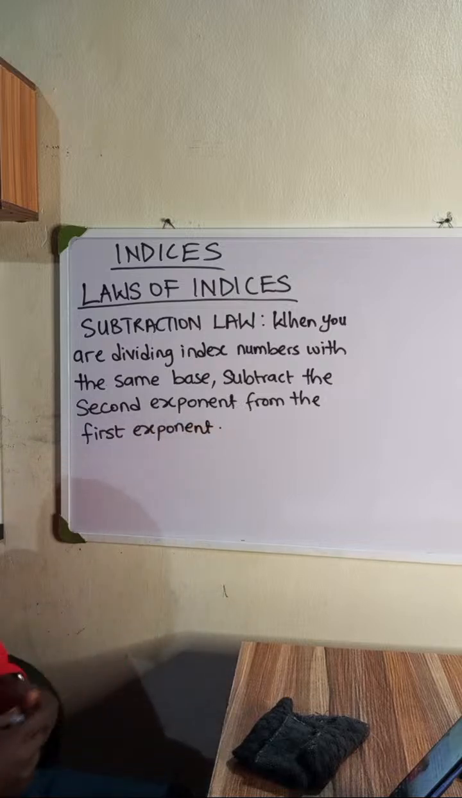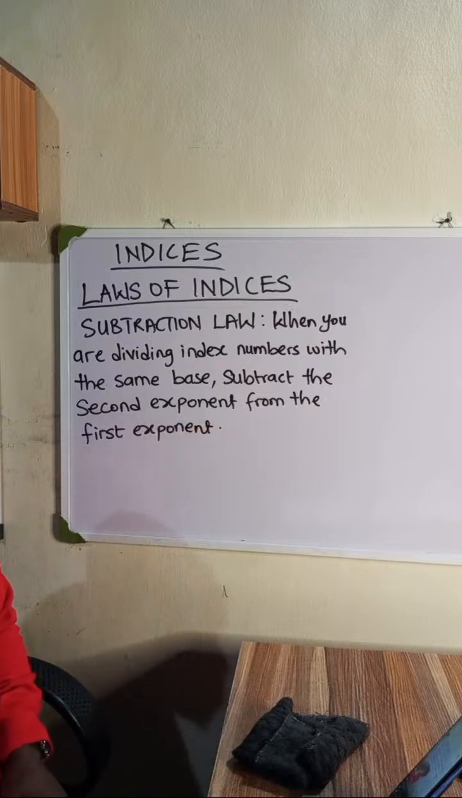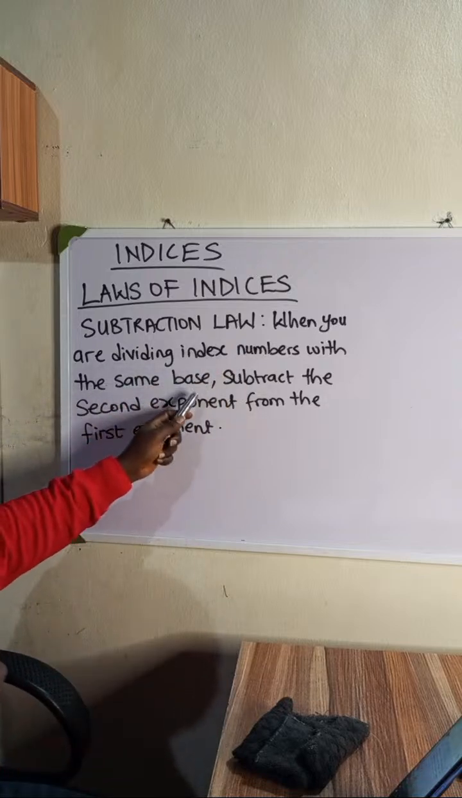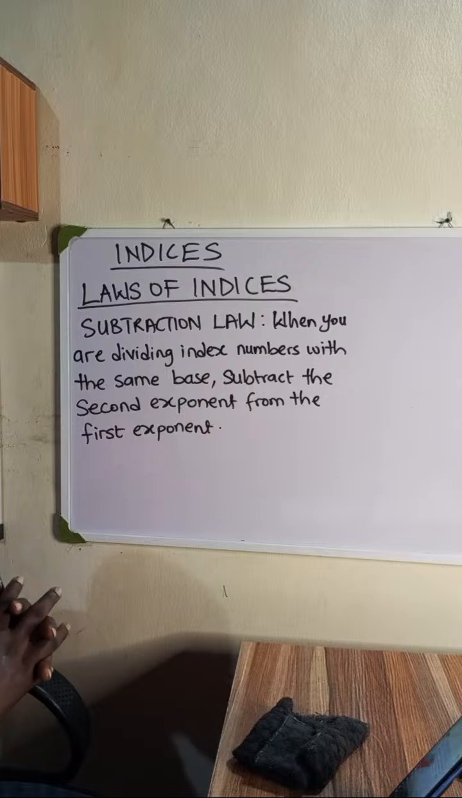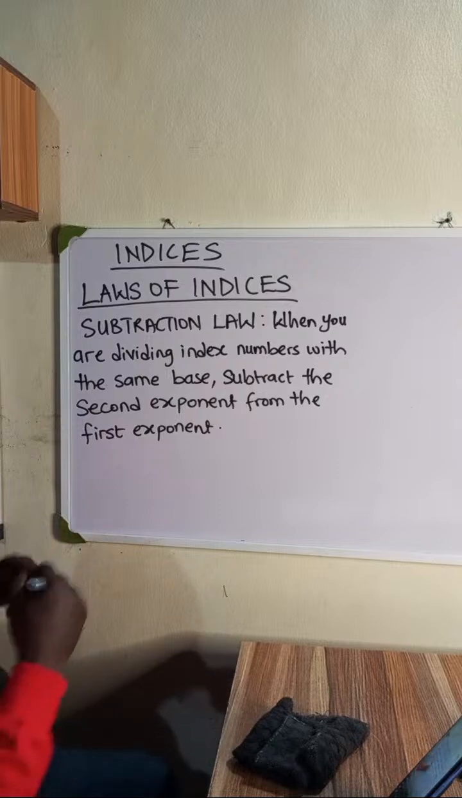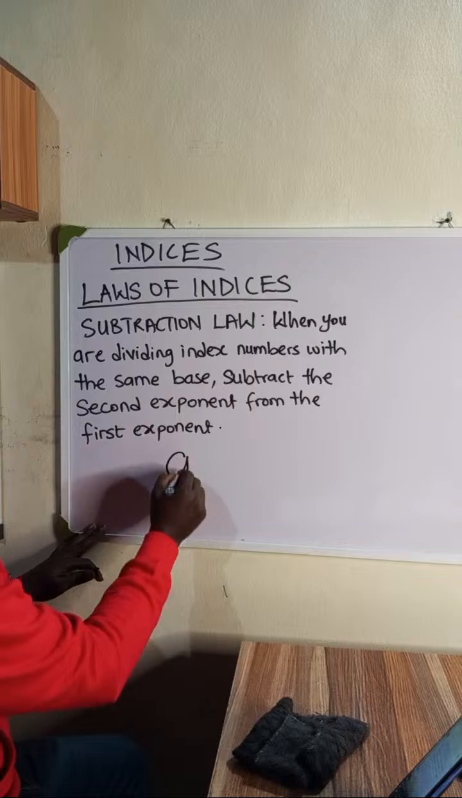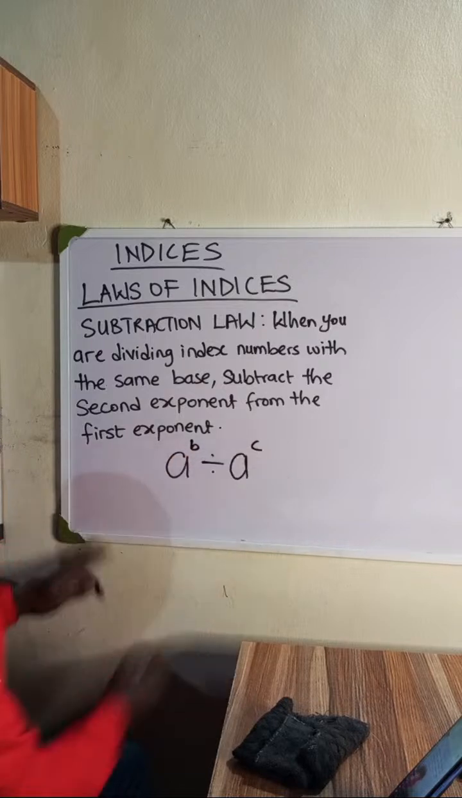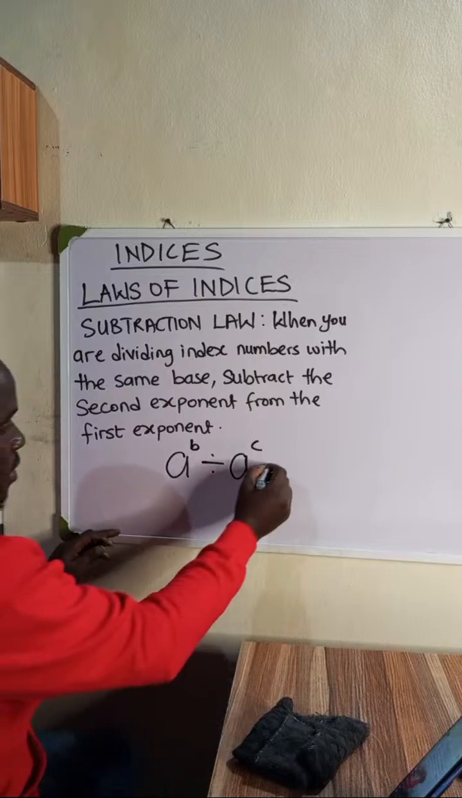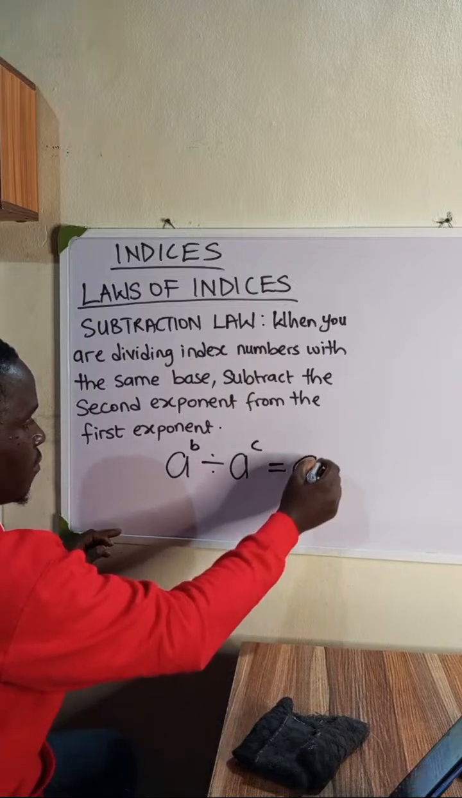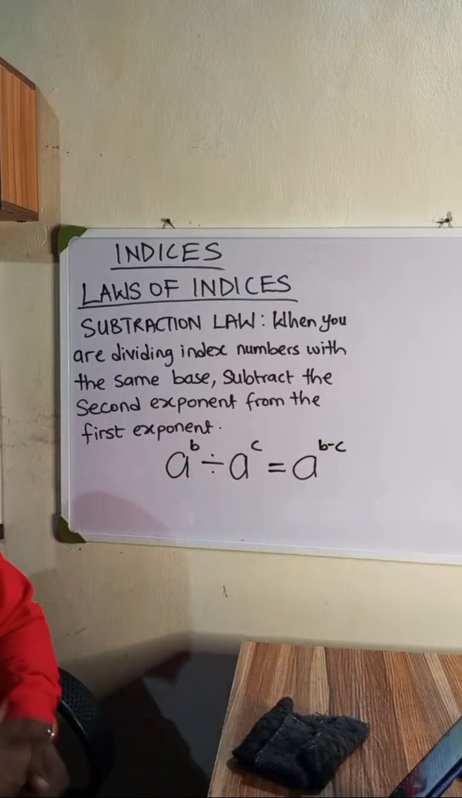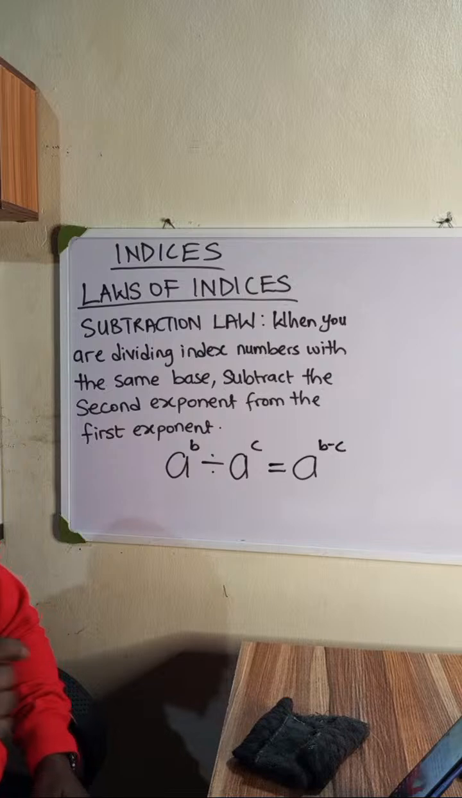So when you are dividing index numbers with the same base, subtract the second exponent from the first exponent. So if you have a to the power of b divided by a to the power of c, all you need to do is a to the power of b minus c. A to the power of b minus c.